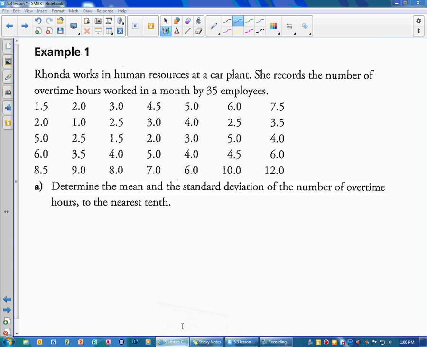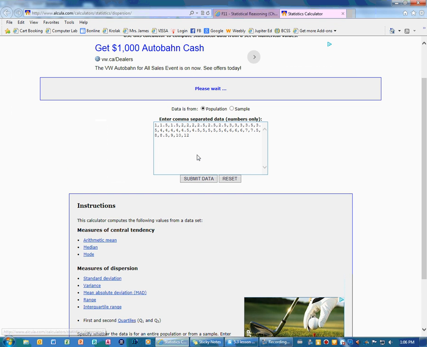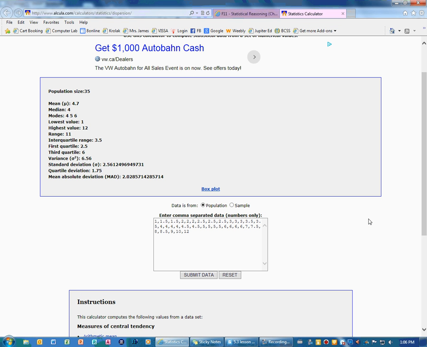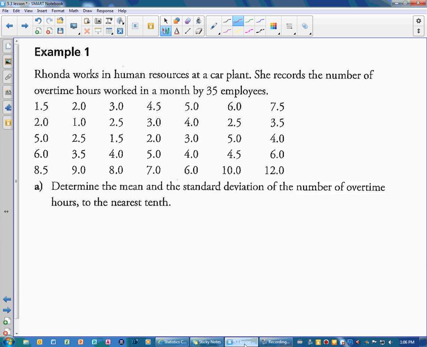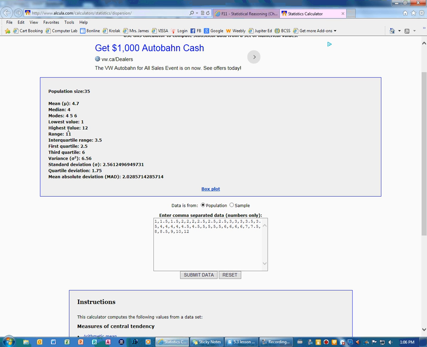I'm going to take the data and press submit data, and this nice online calculator is going to do all the work. So my mean is 4.7. That means the average overtime hours. We are going to say that our mean, which we write as x with a line over it, was 4.7. And our standard deviation, or sigma, this long number, let's call it 2.56.